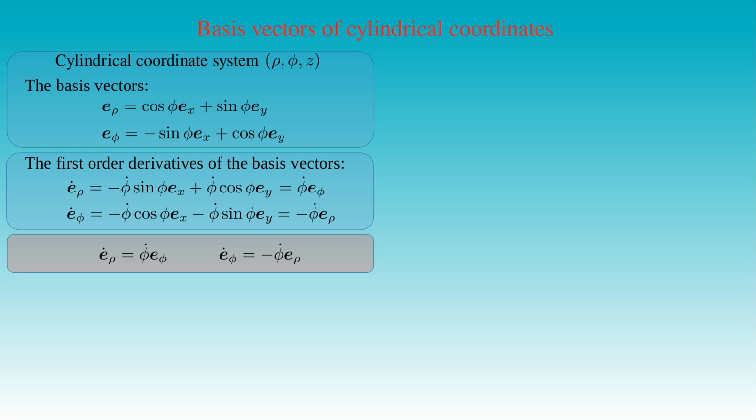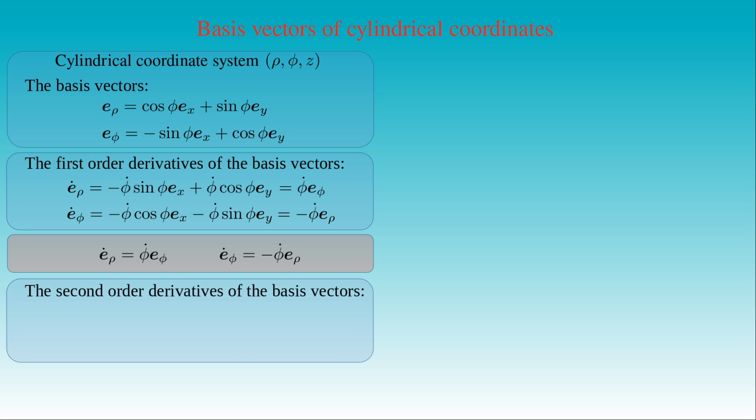The second-order derivative of the basis vectors can be calculated by differentiating their first-order derivatives. Then the second-order derivative of the basis vector e ρ is equal to phi double dot times e phi, plus phi dot times e phi dot. Since e phi dot is equal to minus phi dot times the basis vector e ρ, the second term on the right-hand side can be written as minus phi dot squared times the basis vector e ρ.